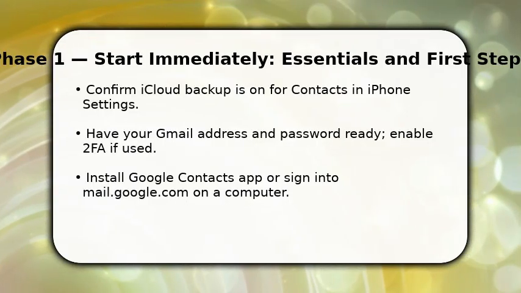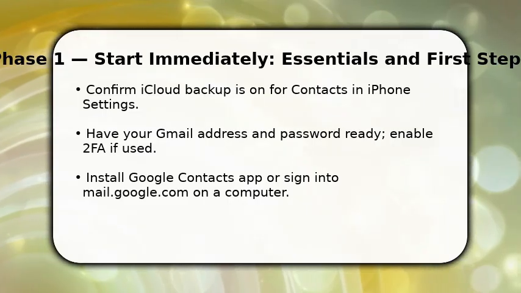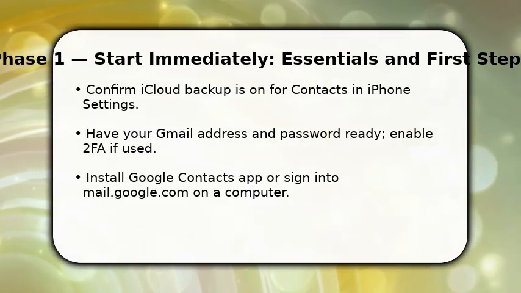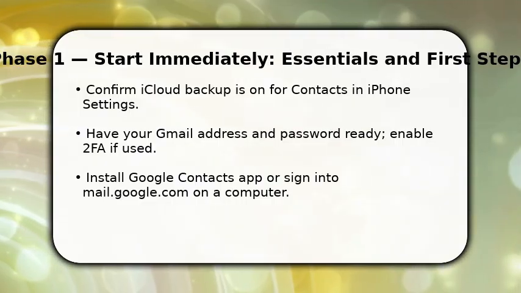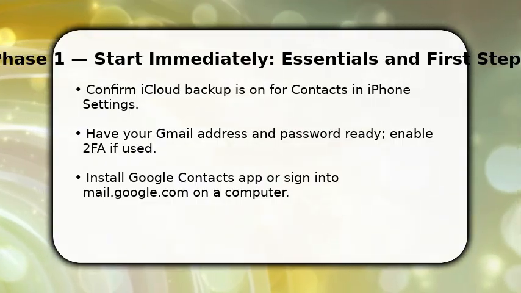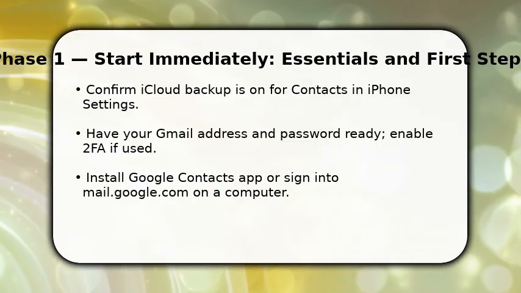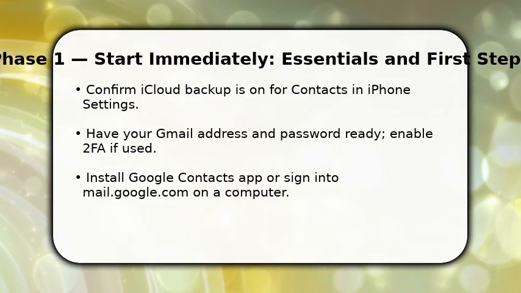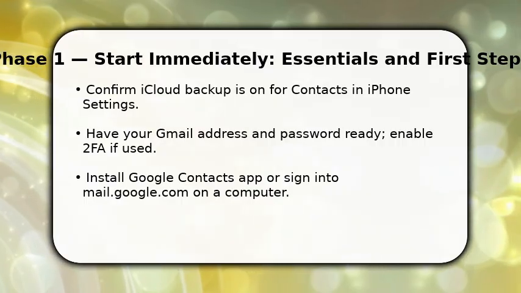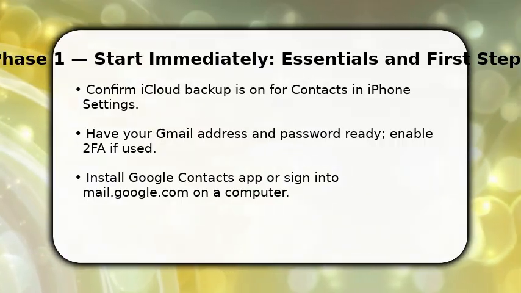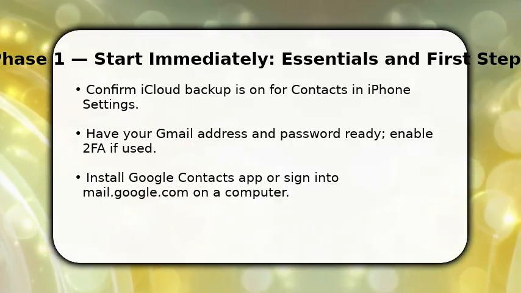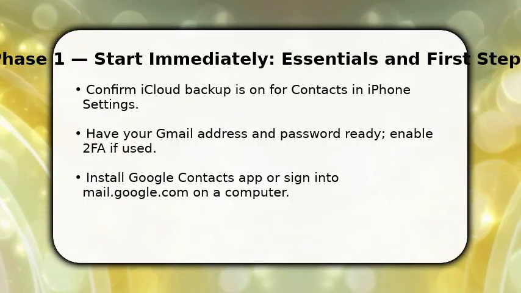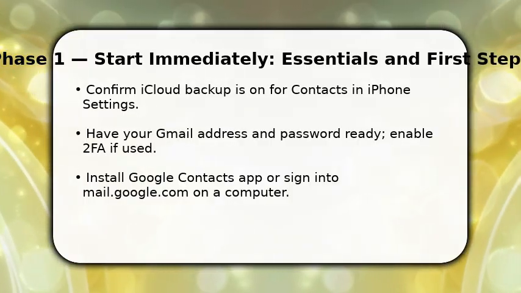You begin by turning on iCloud contacts and confirming a fresh backup. This preserves originals. Next, sign into the Gmail account you want to receive contacts. Use two-factor authentication if enabled so the connection is secure. Once signed in, open Google Contacts on a computer or install the app on your device. This first step ensures you can access both sources. Make sure both accounts are reachable. Otherwise, you can't export or import data.